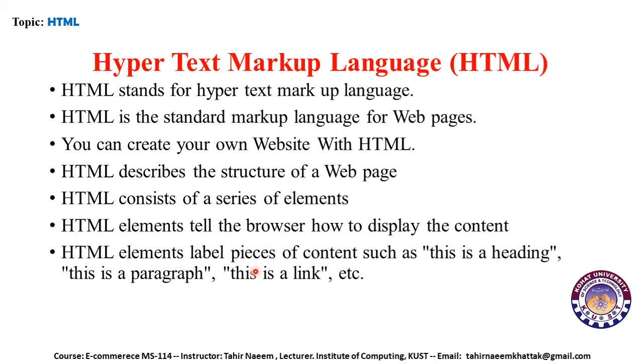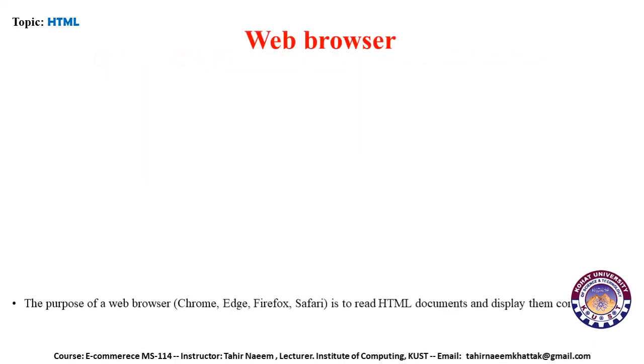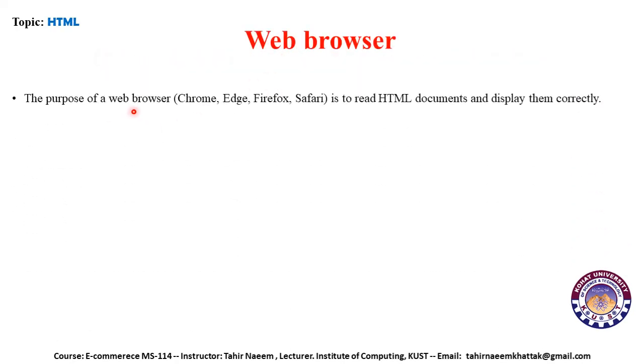HTML elements label pieces of content, such as "this is a heading", "this is a paragraph", or "this is a link", etc. Web browser: the purpose of a web browser, such as Chrome, Edge, Safari, Firefox, etc., is to read HTML documents and display them correctly. Up till now, when you have used a web browser, typically you have written the address of a website, then pressed enter, and the resultant website is opened. So here basically a web browser reads HTML documents and displays them.